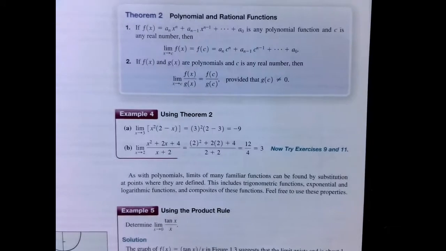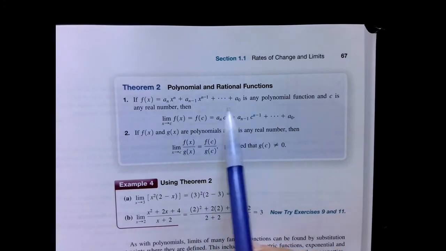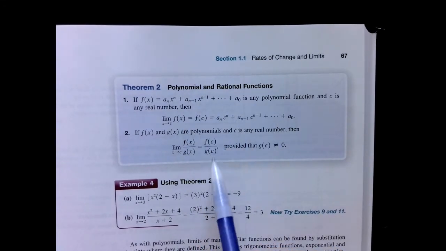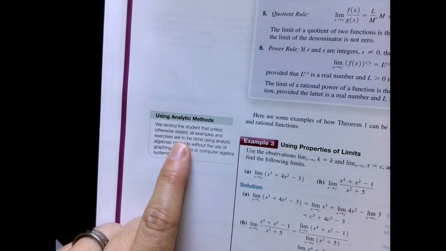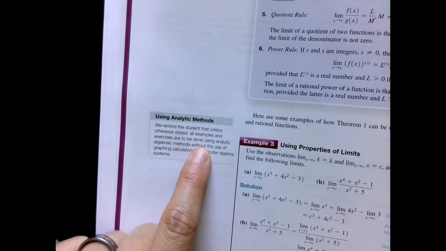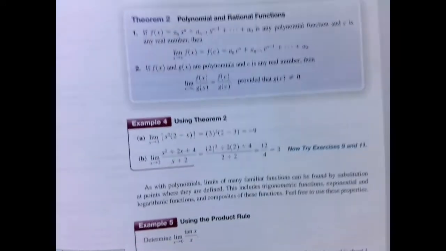There's also another kind of property. It's more of a theorem. So those were properties. Here's theorem 2, polynomials and rationals. Because the way these properties work is, remember I said you can find limits through graphing or by tables. But we're going to do a lot of things analytically. What does analytically mean? Analytically means, unless it is otherwise stated, everything will be done without the use of graphing calculators or any sort of technology.